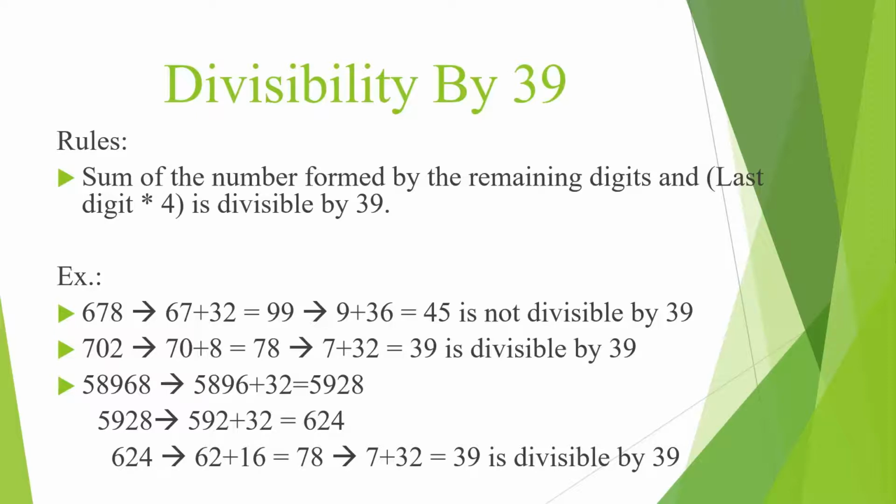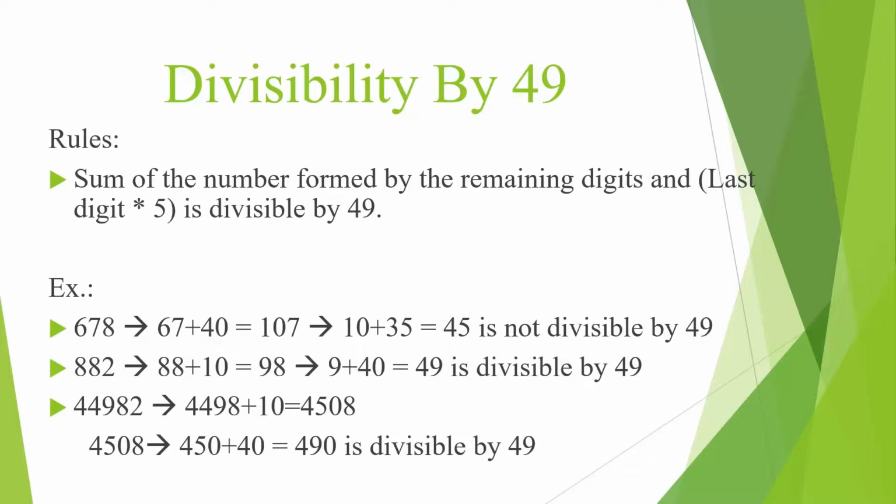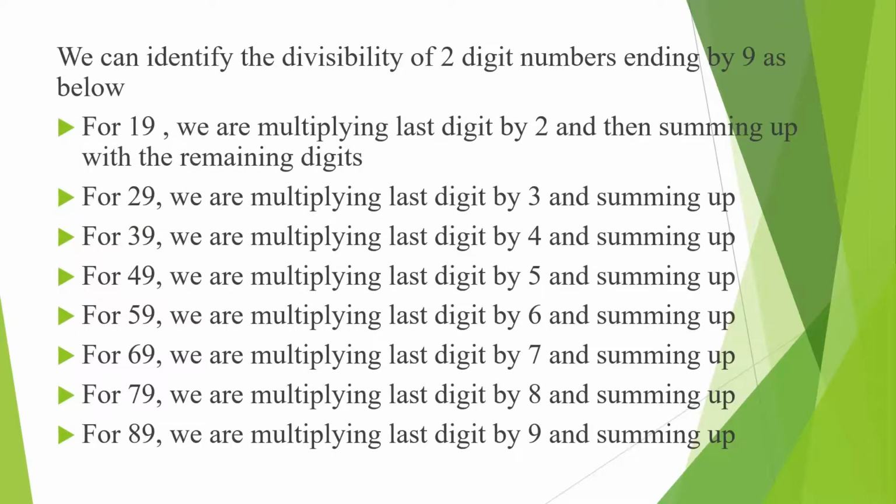Now, till now we have seen three numbers, 19, 29 and 39. For 19, we will multiply the last digit by 2. For 29, we multiply the last digit by 3. And for 39, last digit by 4. So, for two-digit numbers ending in 9, we have the following rules. The divisibility rule is quite similar. That is, for 19, we are multiplying the last digit by 2 and then summing up with the remaining digits. The total should be divisible by 19. If it satisfies that condition, then the whole number is divisible by 19.